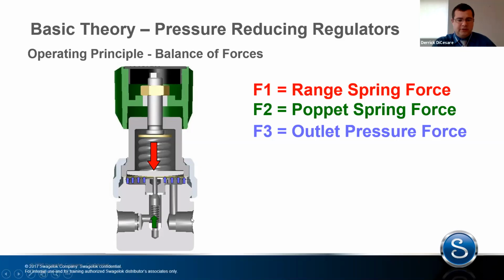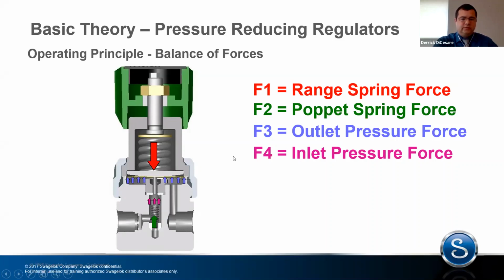F3 is going to be our outlet pressure force. So this entire volume in here is going to be your outlet pressure acting on the underside of the diaphragm or the piston. And then F4 is going to be the inlet pressure force, and that's going to act on the underside of the poppet. I'm going to move those arrows down, but it acts under here, forcing the poppet up.